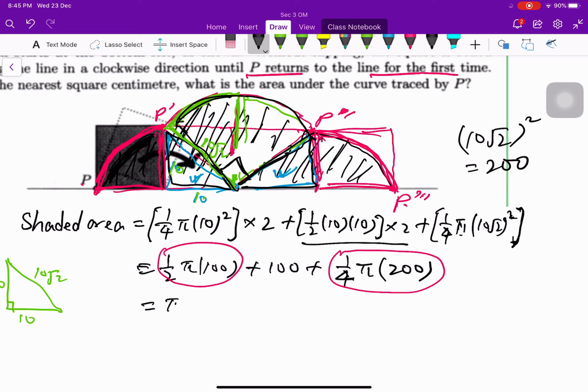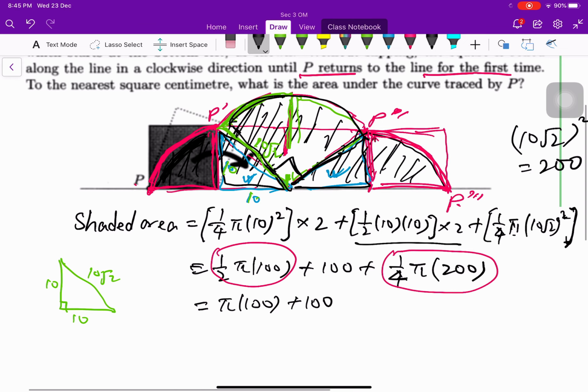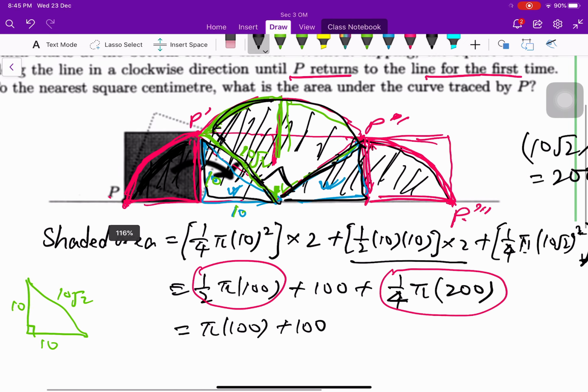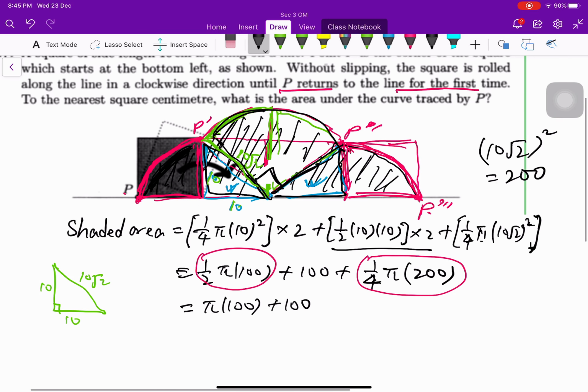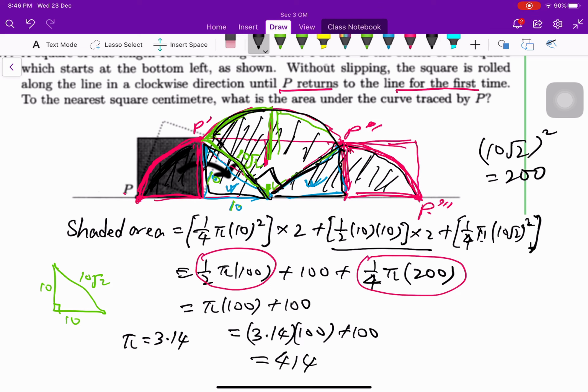You will get pi times 100 and then plus 100, right? And in this case, they didn't mention to the nearest centimeter. That means in this case, we assume that pi is equal to 3.14. Therefore, this will be 3.14 times 100 plus another 100, right? Therefore, this will be 414 cm squared. Therefore, that will be the answer, 414. Right? Okay, with that, I stop here.